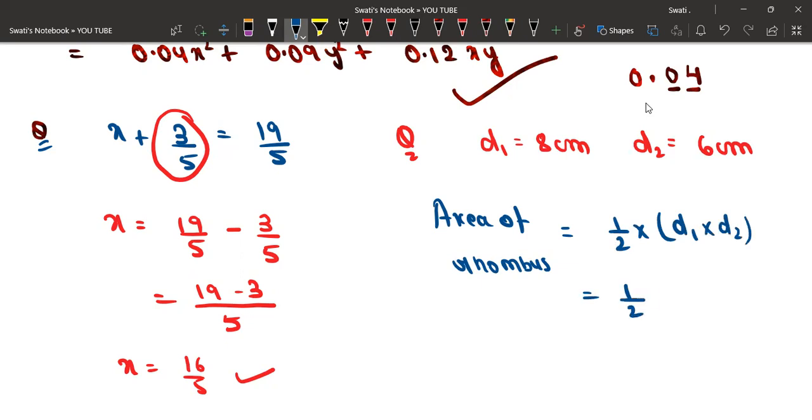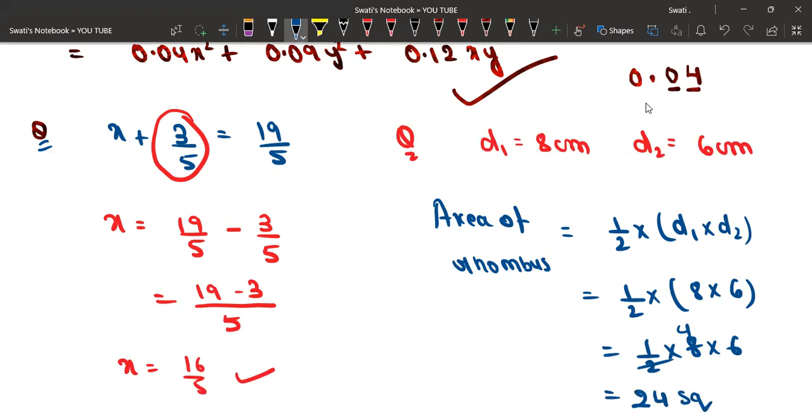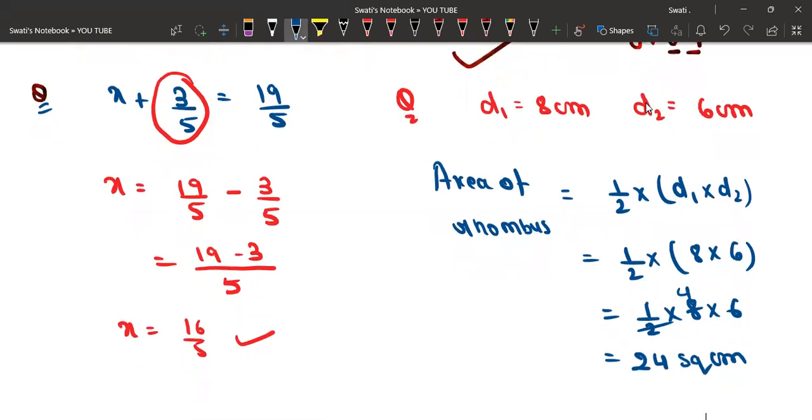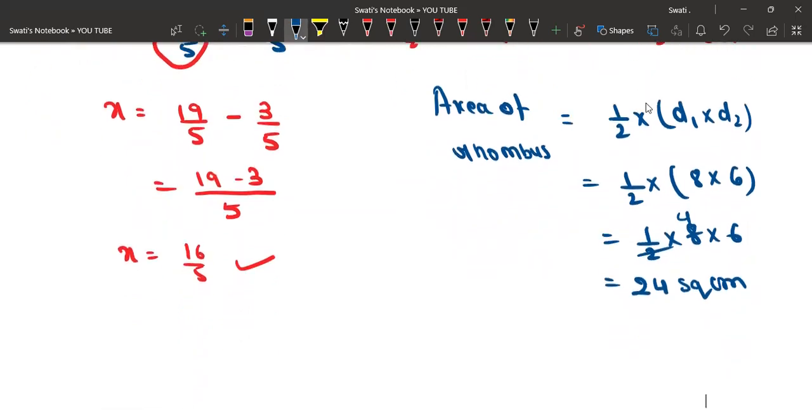Now this will become half times diagonal 1, which is 8, and diagonal 2, which is 6. If you simplify this, it will become half times 8 times 6, so this will become 4 times 6, which is 24. 24 square centimeter because it is area. And that is it, we are done with this one. Now we can go to the next question.